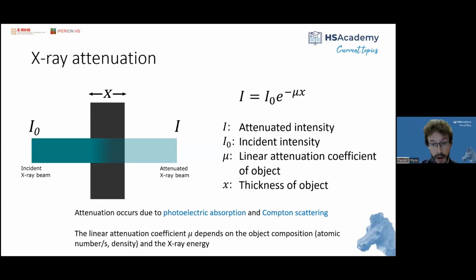X-rays interact with electrons surrounding atoms. The higher the atomic number, the higher the number of electrons, and thus generally more X-ray attenuation. This is why X-rays don't readily pass through lead, for example, when compared with carbon. Higher energy X-rays are more likely to pass through objects without being attenuated, and that's something we can sometimes use when taking images in a practical sense.